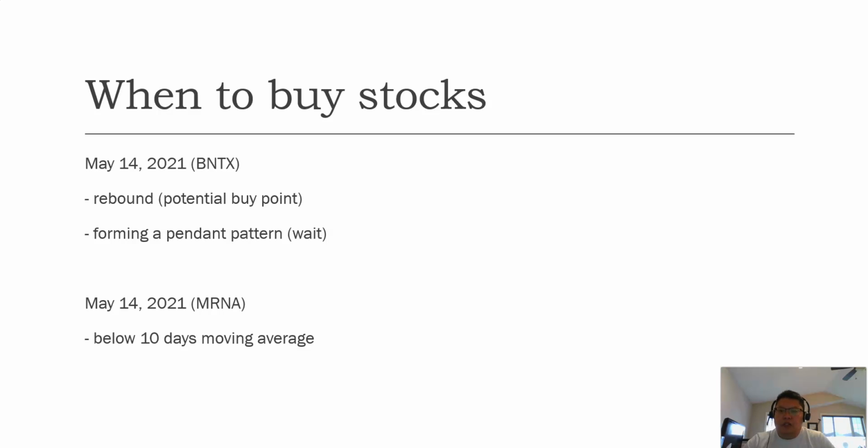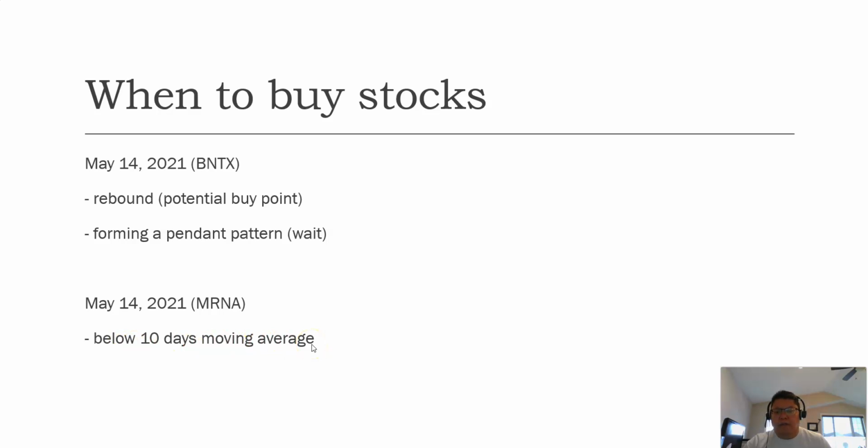So we're going to look at BNTX. Let's just jump to it, because today I'm going to try to give you a slight synopsis about each stock so that you can understand better where the buy points are or whether you should hold and wait. For example, BioNTech this week did rebound, right? And then we have a potential buy point because of the rebound. However, it's forming what we call a pennant pattern, and usually it's best to wait, just because there's higher risk from this pattern. So we'll talk about that. And Moderna is still below the 10 days moving average.